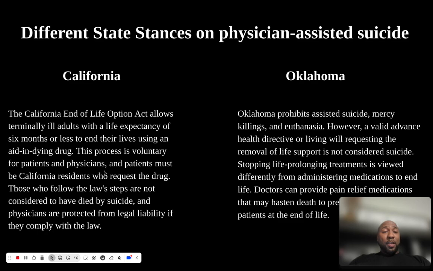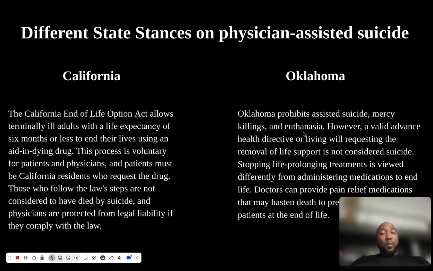In California, the End of Life Option Act allows terminally ill adults with a life expectancy of 6 months or less to end their lives using an aid-in-dying drug. This process is voluntary for patients and physicians, and patients who request this drug must be California residents, so that's a key point. Those who follow the law's steps are not considered to have died by suicide, and the physicians are protected from legal liability if they comply with the law.